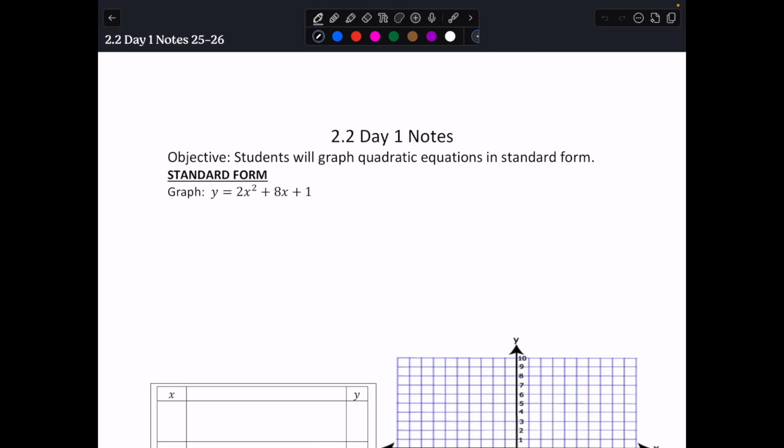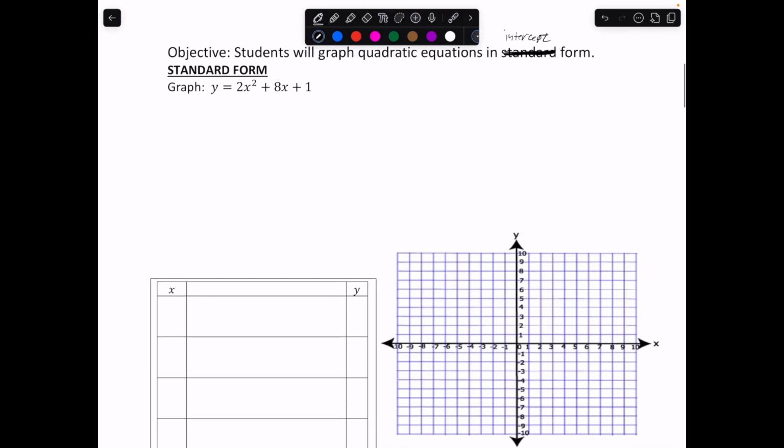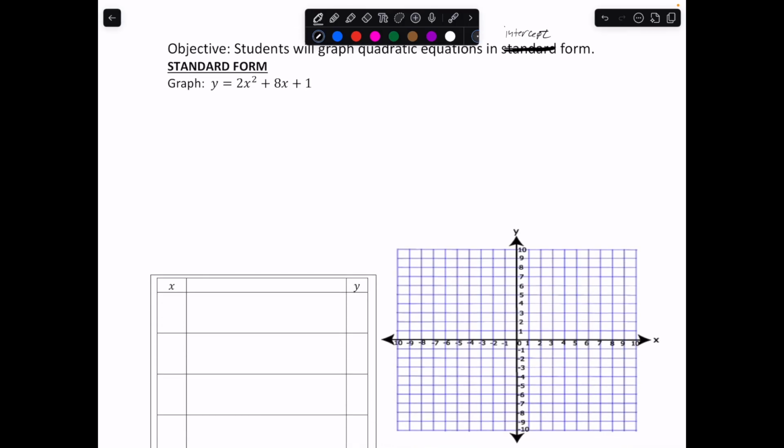Our learning objective for today: students will graph quadratic equations in, that should not say standard form, it should say intercept form. Okay, so again, our learning objective, students will graph quadratic equations in intercept form. So let's review standard form.